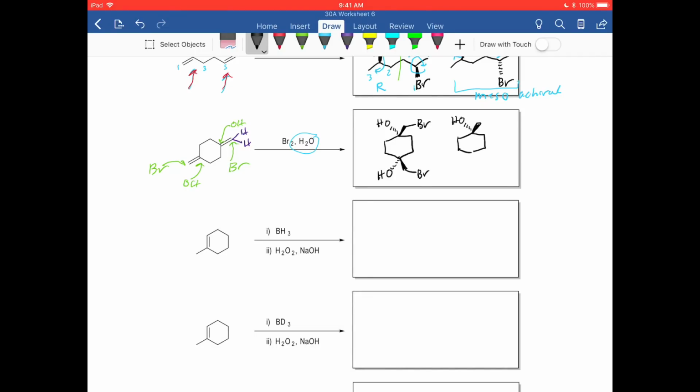Now where the OH groups are trans and the carbon with the bromine is trans.